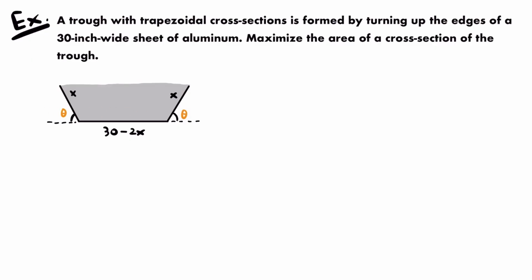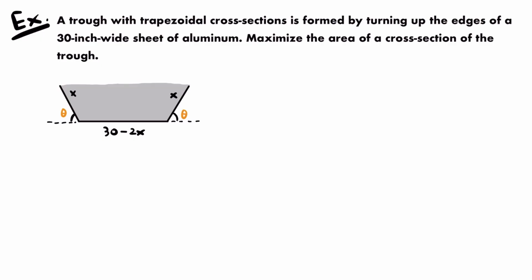Okay, so it looks like the two variables that we're working with in this case are x and theta. Right, the area of this cross-section, which is what we want to maximize, is dependent on the measurements of these three sides, which are determined by x, and the angle that the sides make with the horizontal, which is dependent on theta. So when we set up an equation to represent the area of this trapezoidal cross-section, it should involve both x and theta.